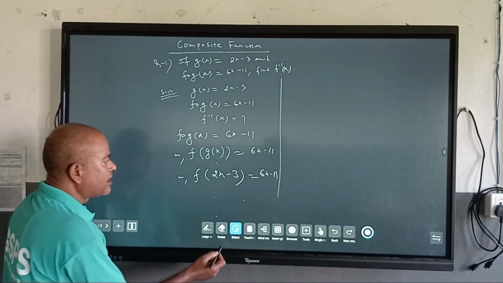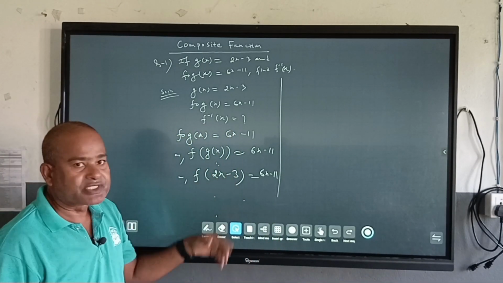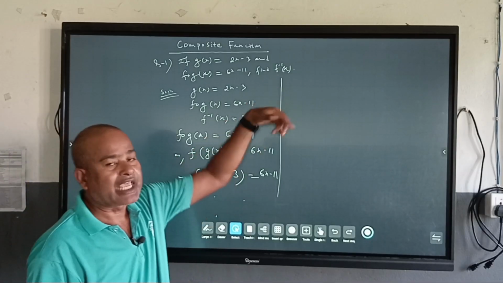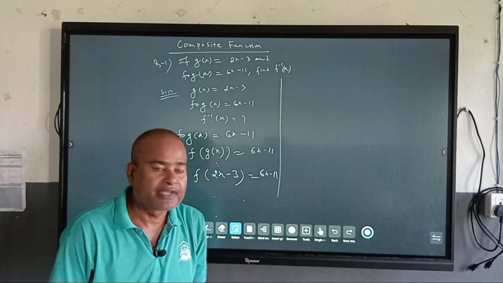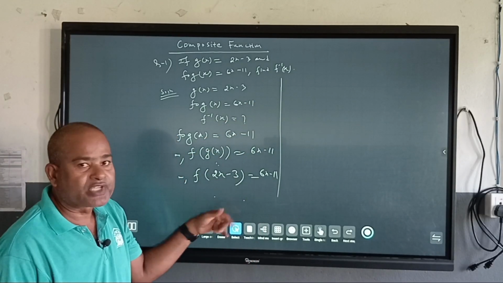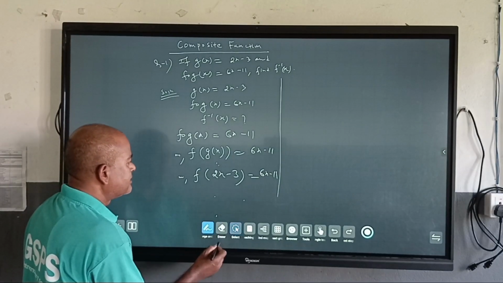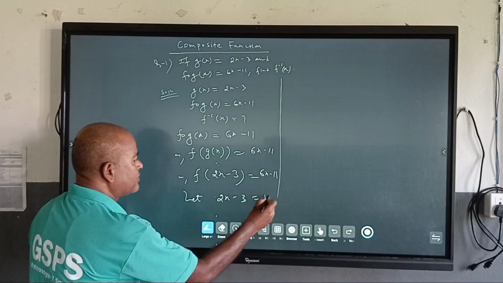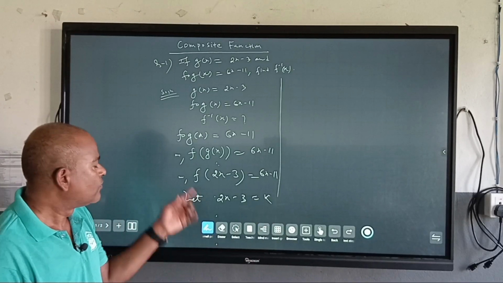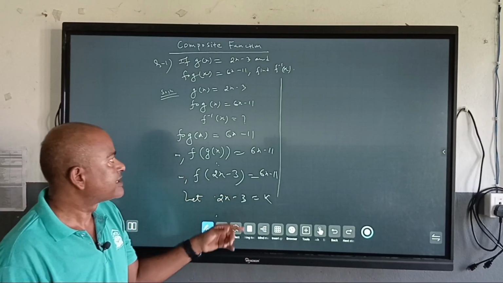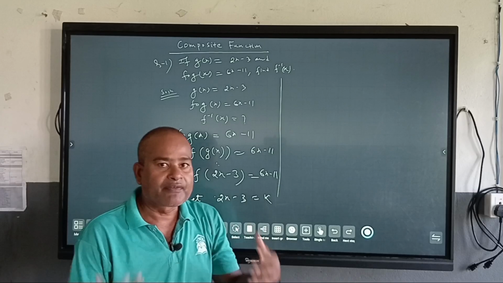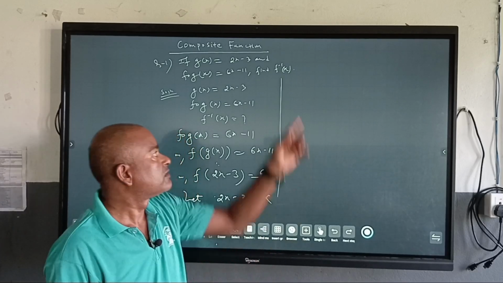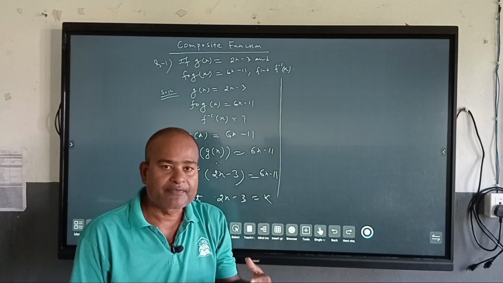So dear students, now 2x minus 3 we have to convert into the form of fx. So let's suppose 2x minus 3 as k. Dear students, let us suppose 2x minus 3 equals k, because we have to change f of 2x minus 3 in the form of f of x. Then only we can find out the inverse of the function fx.